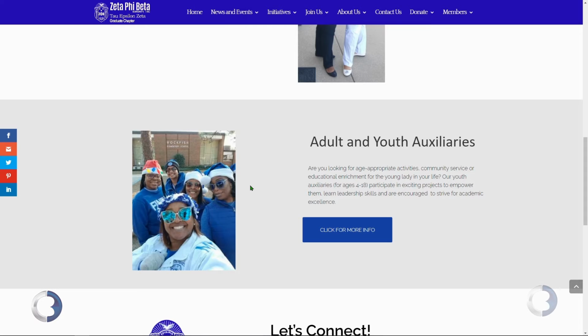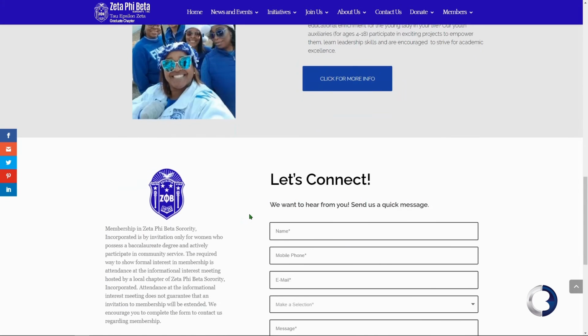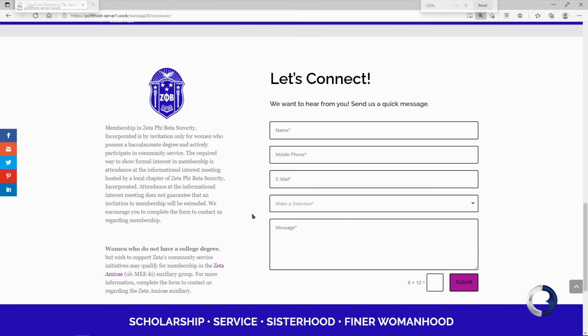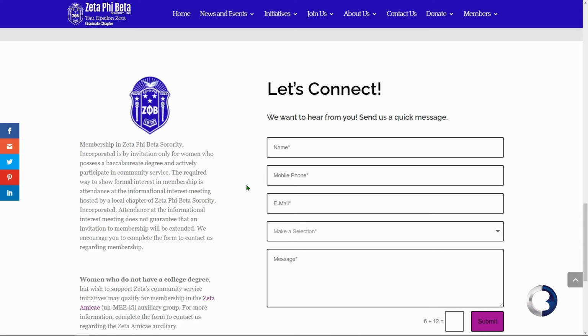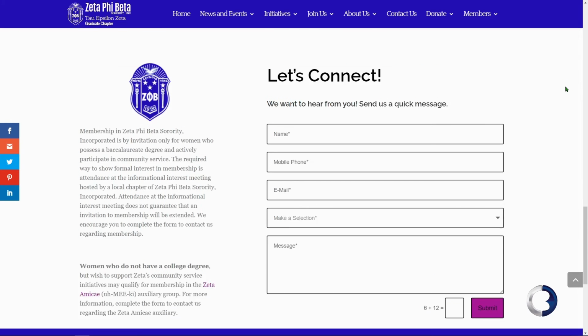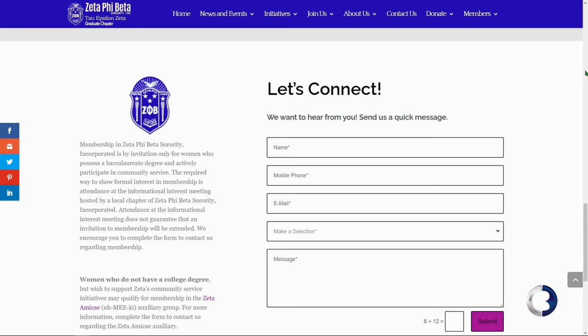On this form page, we also include the youth and adult auxiliaries, but they will be directed to a different page if they click this button, so we won't go over that right now. So this is our approach. What we provided is an option where people can fill out the form, and they can provide their name, their mobile phone, their email, and they can also make a selection.